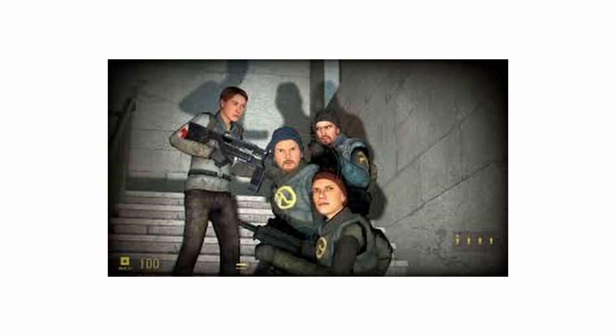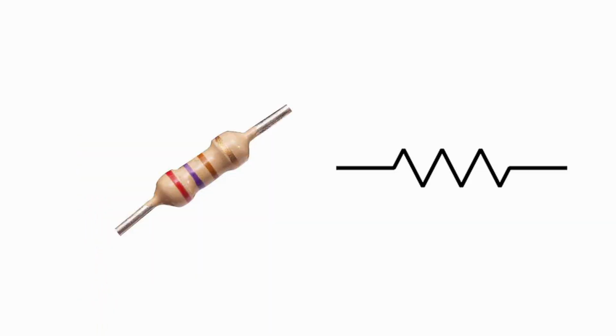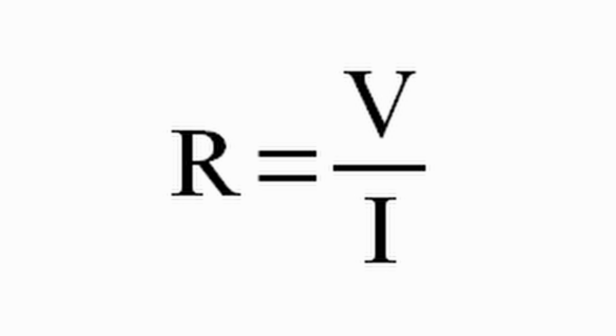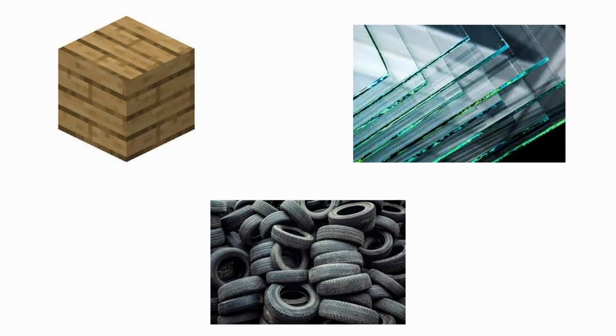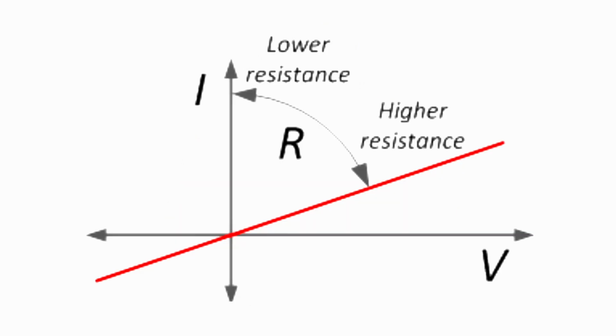Before I finish this explanation and video, I must tell you one last concept. Resistance. Yeah, not that resistance. This resistance. Resistance is the opposition a material presents to the electric current. Almost every material has resistance, even you. The higher the resistance of an object, the less current will flow through it for a given voltage.